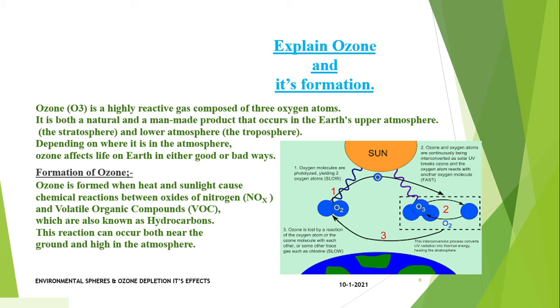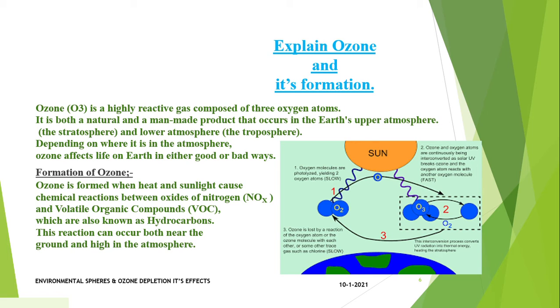Now we have ozone and its formation. Ozone, O3, is a highly reactive gas composed of three oxygen atoms. It is both a natural and a man-made product that occurs in Earth's upper atmosphere. Depending on where it is in the atmosphere, ozone affects life on Earth in either good or bad ways. And we all know that ozone protects us from the harmful rays of the sun such as UV rays.